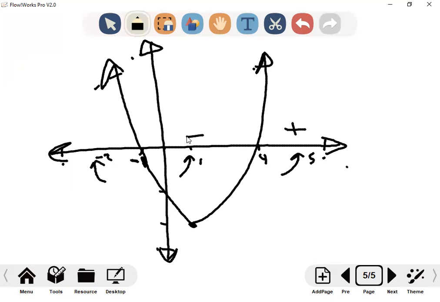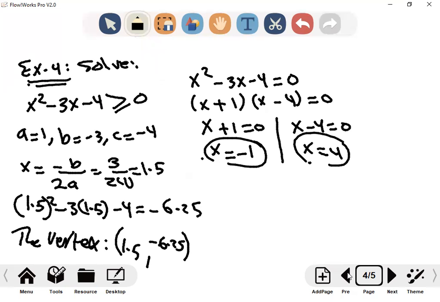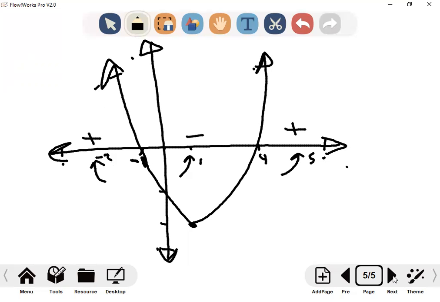This part, if you put negative 2, it will be positive. Okay? Now the inequality wanted to be what? Positive or negative? More than or equal 0. I want it positive. Which part gives me the positive? This part? Right. This part, how will I talk about this part?